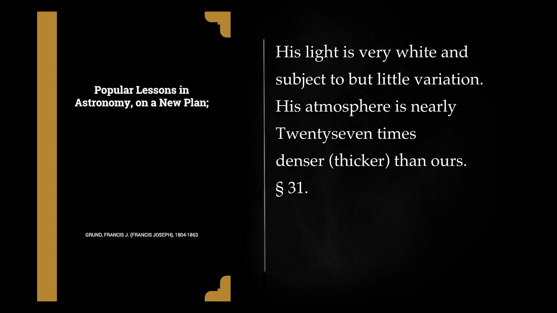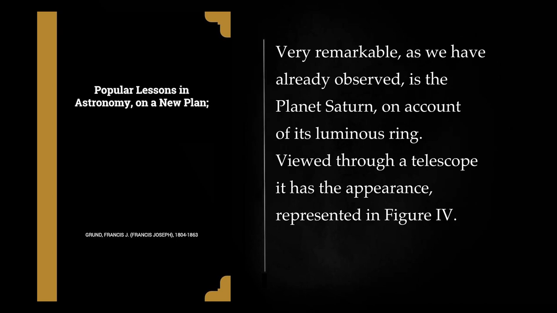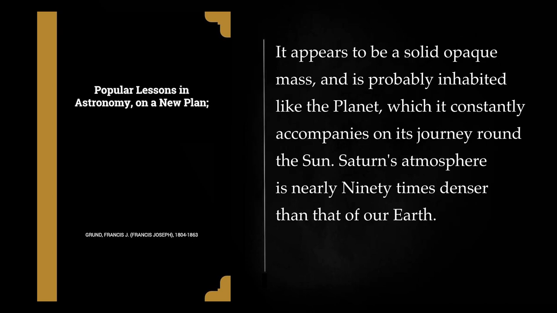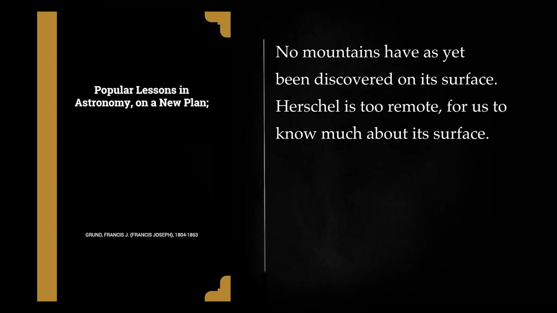Section 31. Very remarkable, as we have already observed, is the planet Saturn, on account of its luminous ring. Viewed through a telescope, it has the appearance represented in Figure 4. It is highly probable that to the inhabitants of that planet, this ring has an entirely different appearance from what it has to us. It appears to be a solid opaque mass, and is probably inhabited like the planet, which it constantly accompanies on its journey round the Sun. Saturn's atmosphere is nearly 90 times denser than that of our Earth. No mountains have as yet been discovered on its surface.